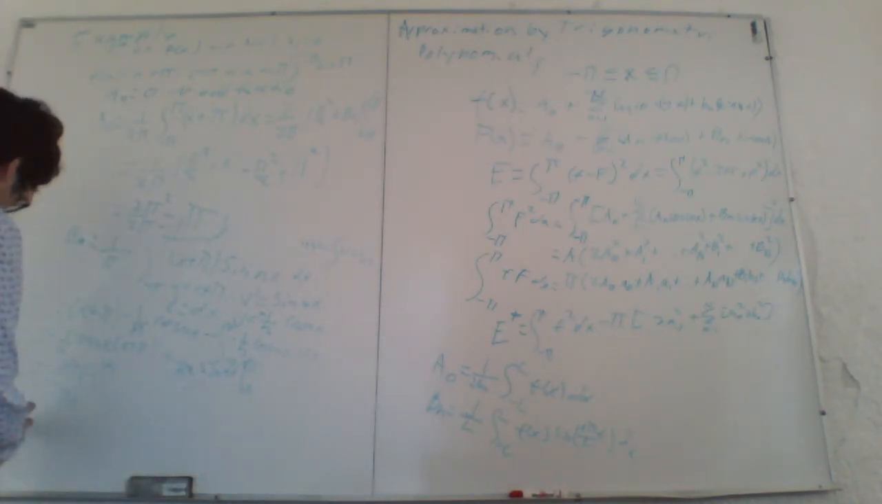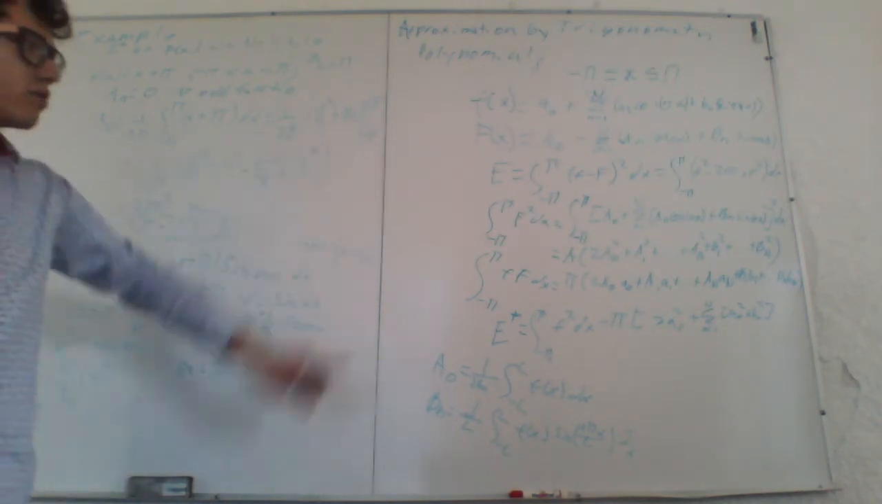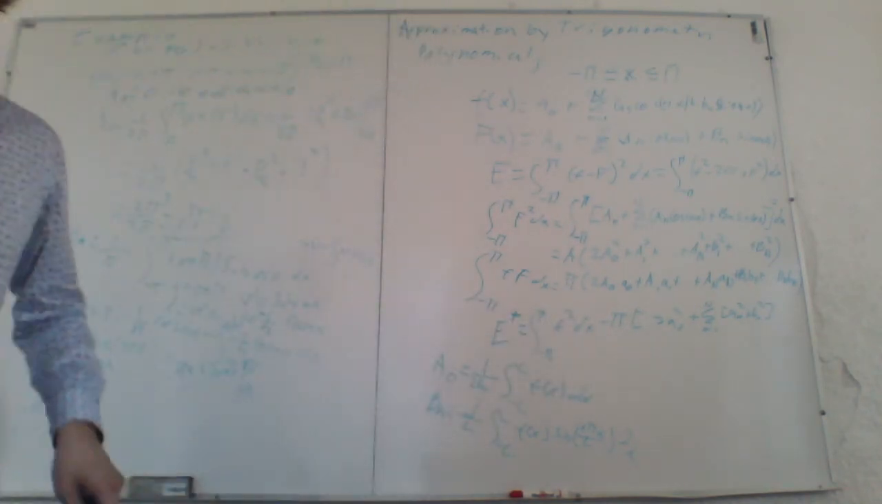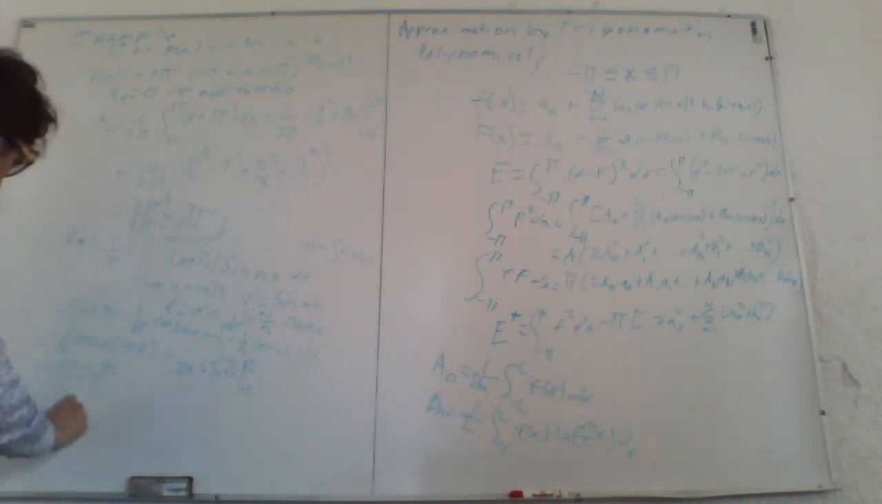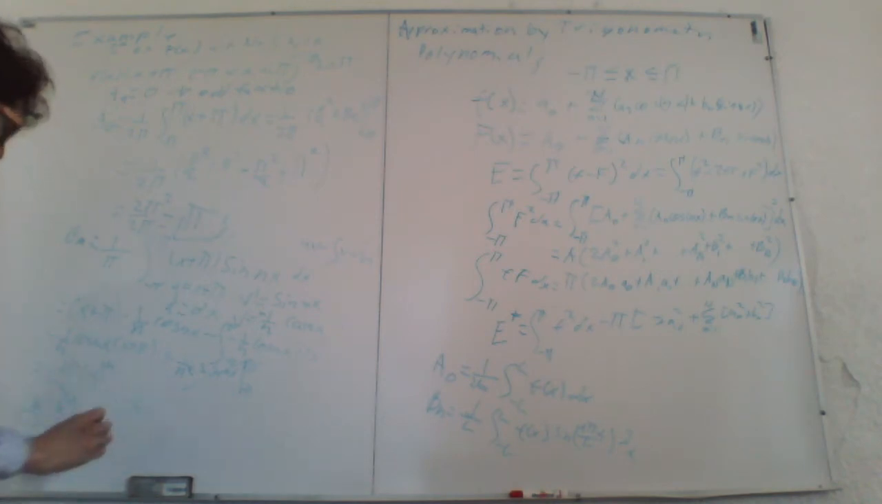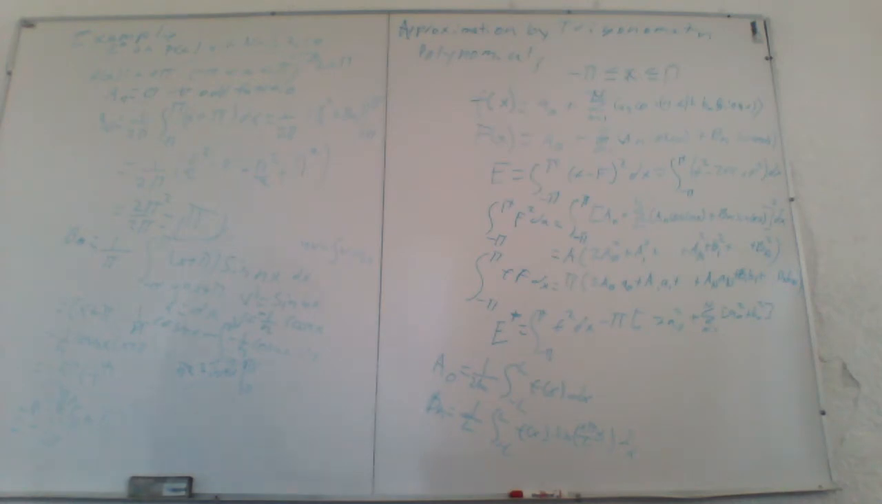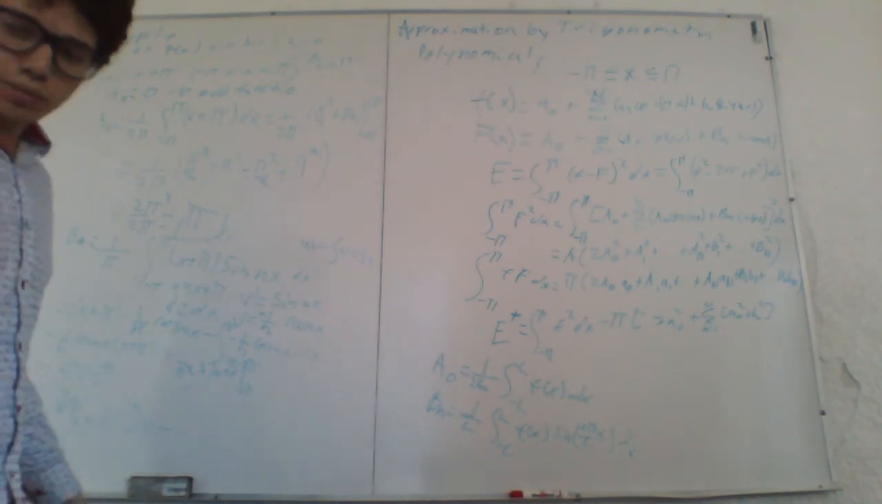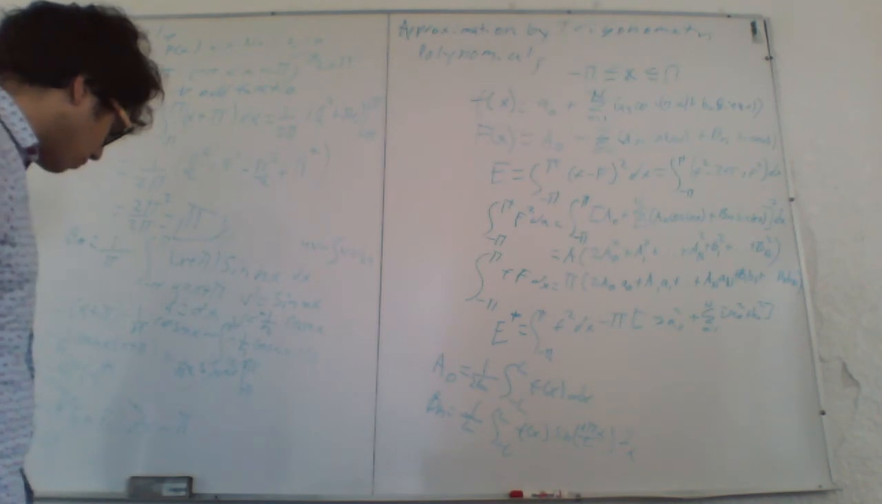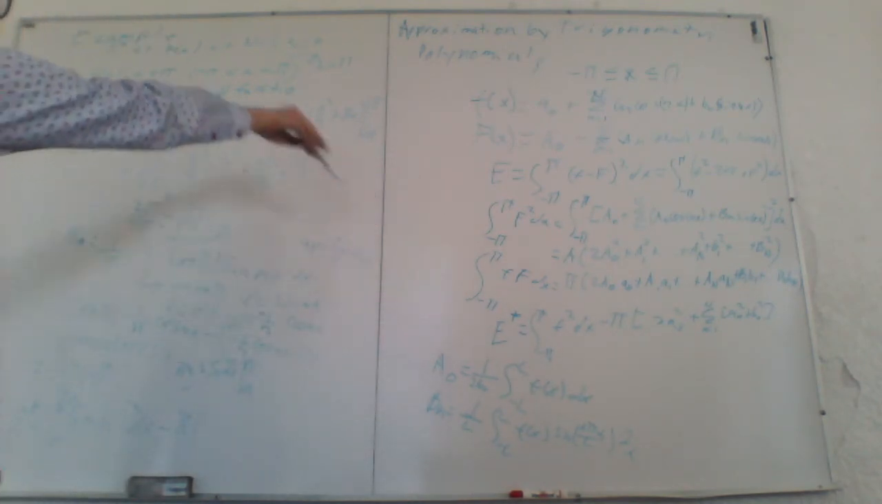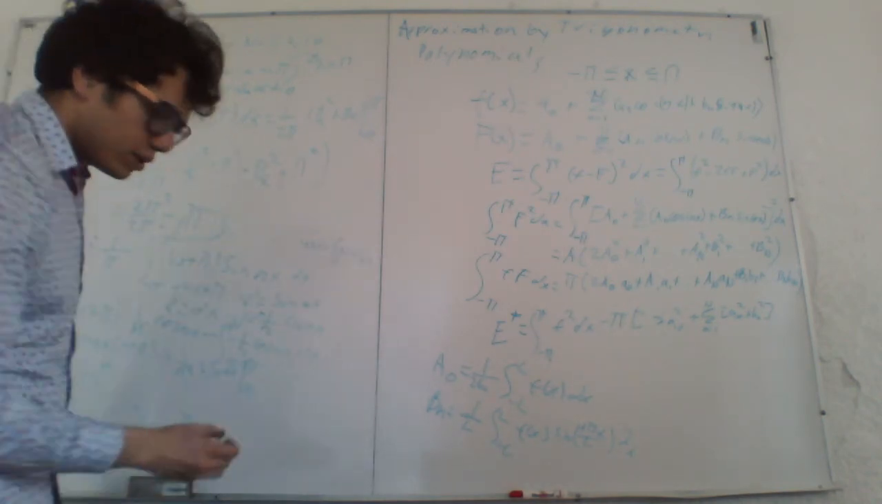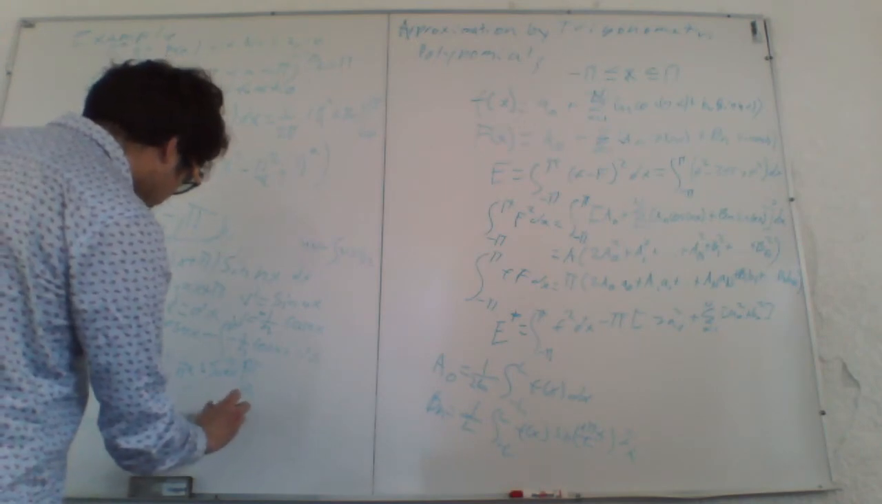That is, calculate the error. The error is equal to the integral from minus pi to pi of f squared of x, that is x plus pi squared, dx, minus the sum, minus, sorry, pi a0 squared, that is pi, is 2 pi, 2 pi squared.